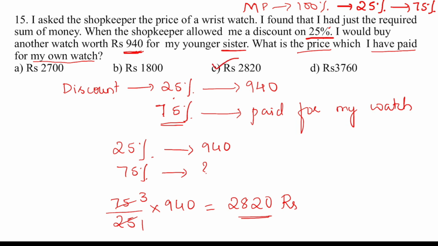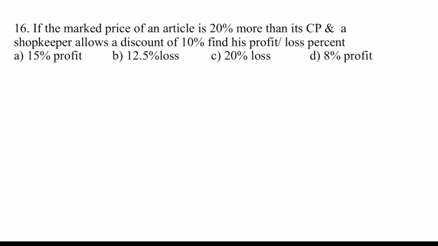Next one. If the marked price of an article is 20% more than its cost price, and a shopkeeper allows a discount of 10%, find his profit or loss percent. Okay, so we'll solve this in two ways, that is the traditional or basic method, and one more, a shortcut or advanced method.